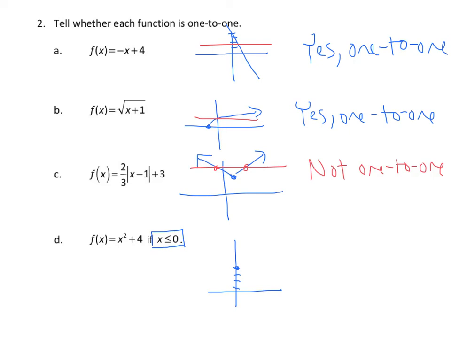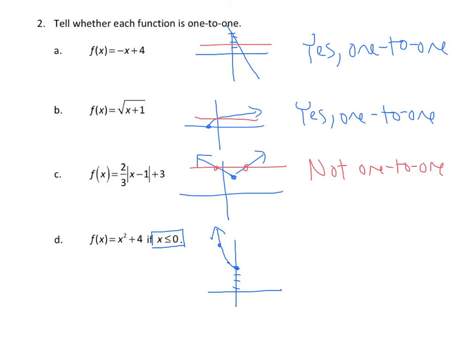So I would plot my points to the left, over 1, up 1, left 2, up 4. It would look something like this. But I'm not graphing the right side of it because we have a domain restriction. They're saying only when x is less than or equal to 0.